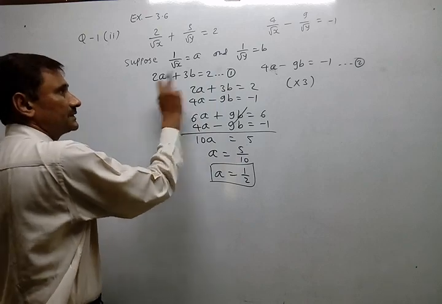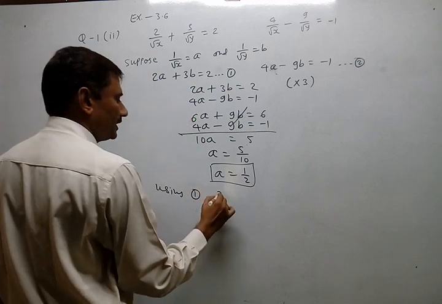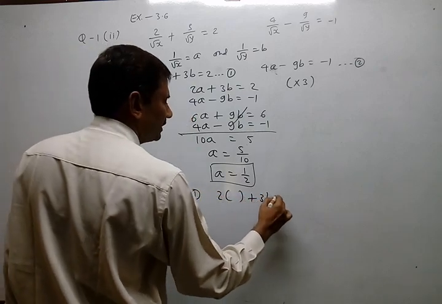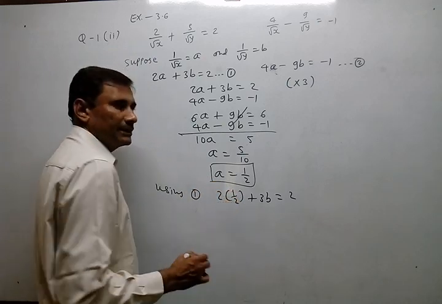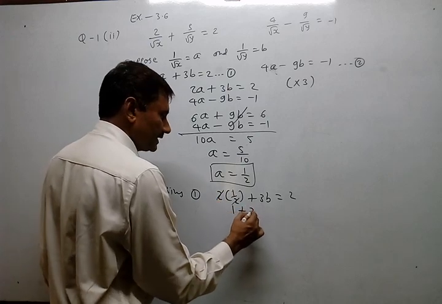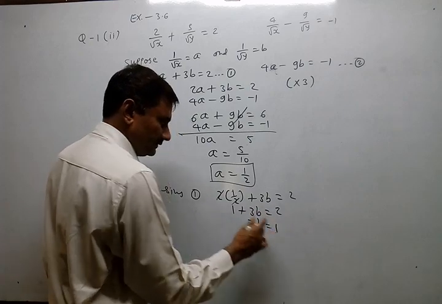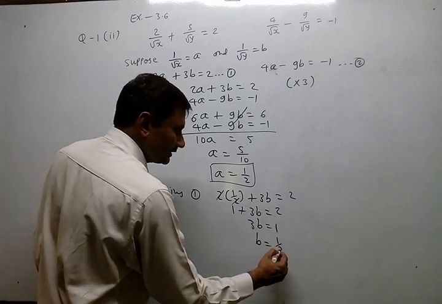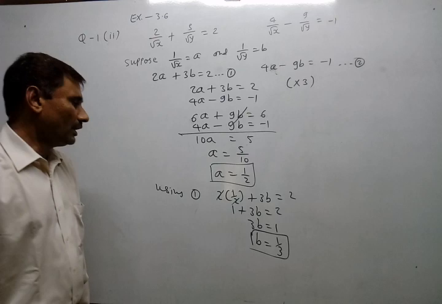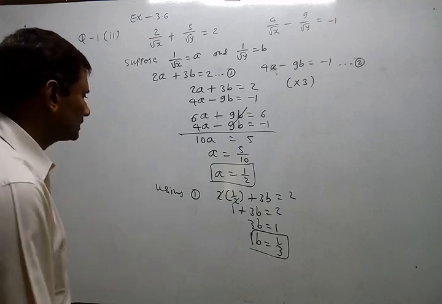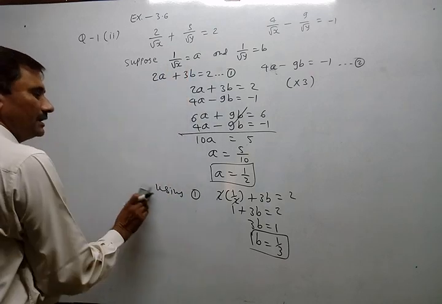Now use either the first or the second. I am using the first one. So using 2a plus 3b equal to 2. Now instead of a, write down 1 by 2. 2 cancels. So 1 plus 3b equal to 2. So 3b equal to 2 minus 1, 1. b equal to 1 by 3. But these are not our answer because they are the values of a and b. We want x and y. So just replace a and b by the original x and y.